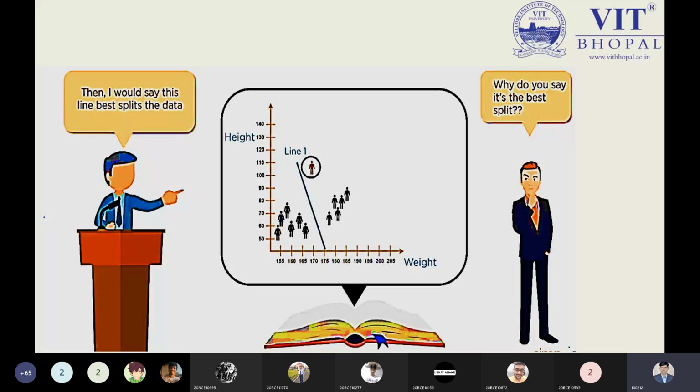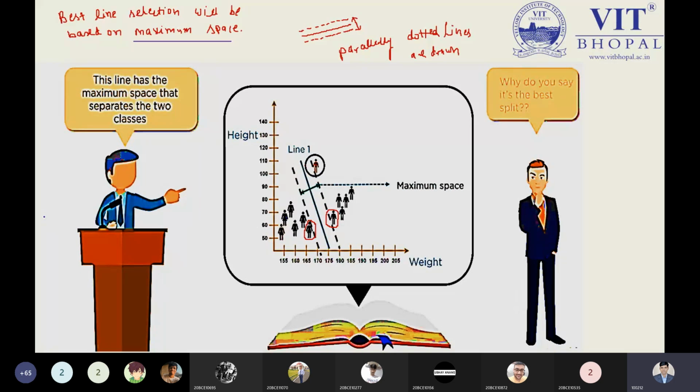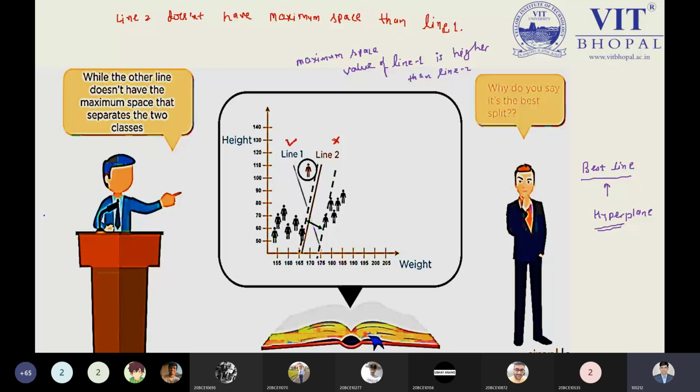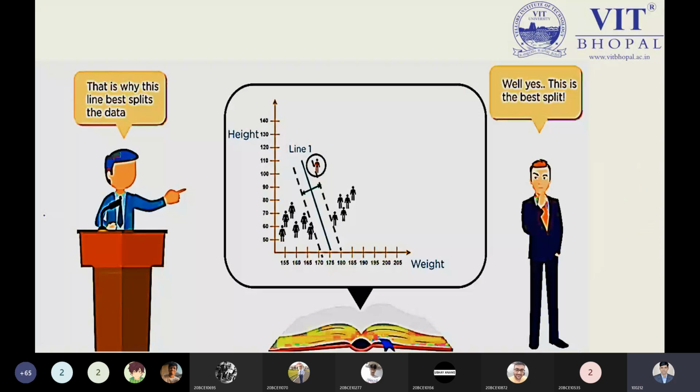So after determining the maximum margin and getting the result, why am I choosing line one? Because it is having the higher value. I'm talking about the higher value. Okay, so we can say this is our best selected line, and this line is known as the hyperplane. Now, let us come to this point. Yes, this is our best fit.